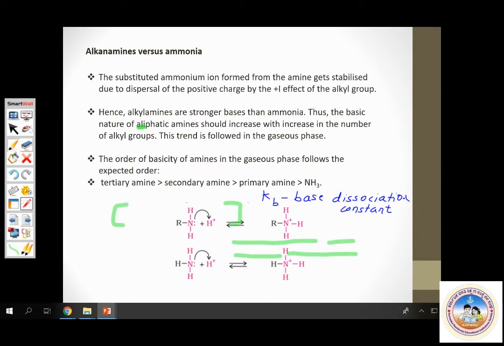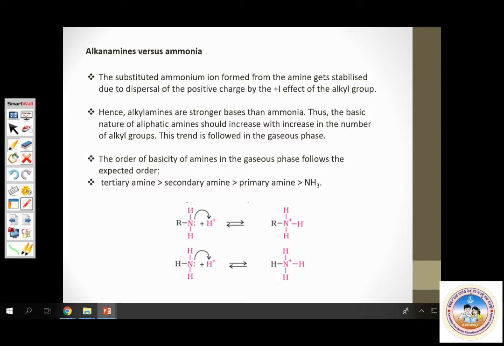Now let us compare the basic strength of different amines. First, let us compare aliphatic amines, alkanamines, with ammonia. Alkanamines or aliphatic amines are stronger bases. Important point, highlight this. Alkyl amines are stronger bases than ammonia. That is because alkyl groups show plus I effect and increase electron density.